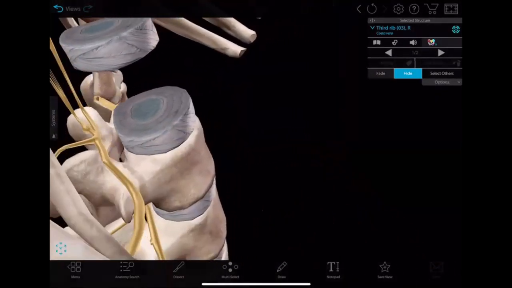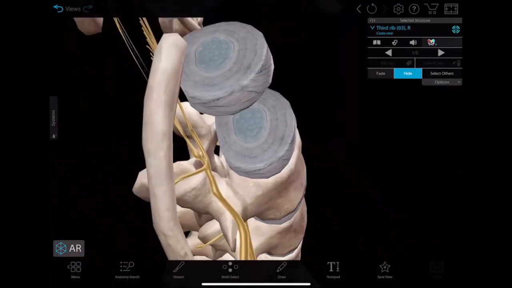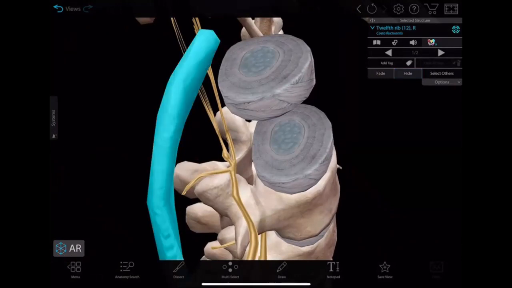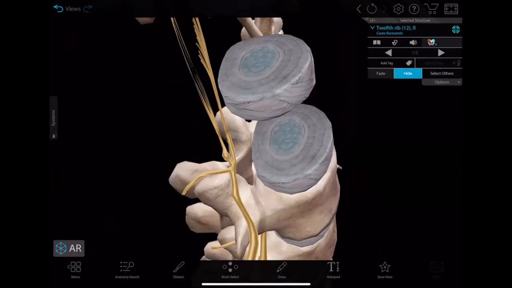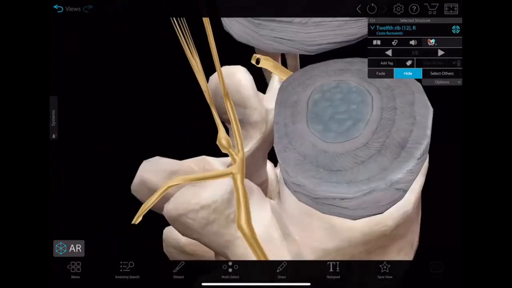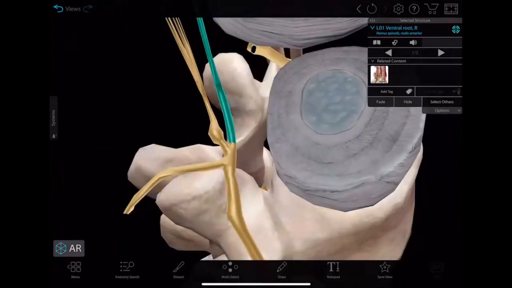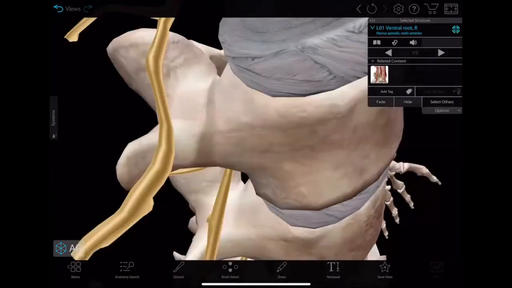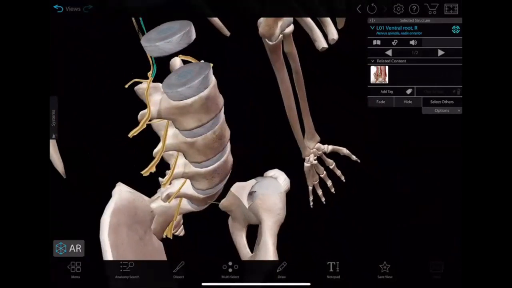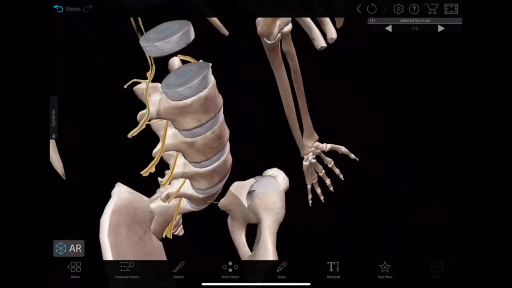So this is the spinal cord. Okay, so this is the spinal nerve. This is the dorsal rami, and this one is the dorsal root, this one is the ventral root. That is how they are formed and give rise to the spinal nerve. This is the L1 spinal nerve, L2 spinal nerve.